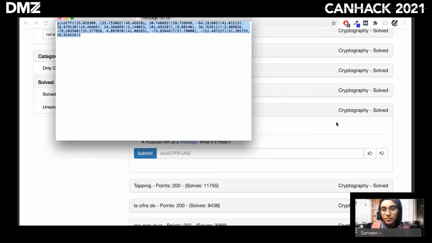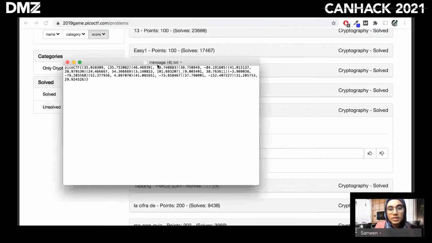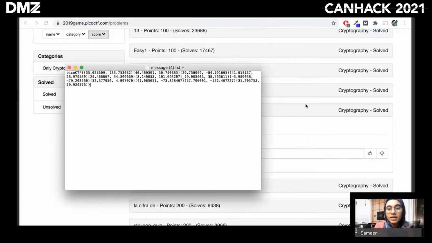Okay, so I see people engaging in the Q&A section, and somebody has said coordinates, and that is correct. These look like location coordinates. So how we could probably solve this problem is by taking these coordinates, which look like longitude, latitude coordinates, and plugging them into a map and seeing what the result is.